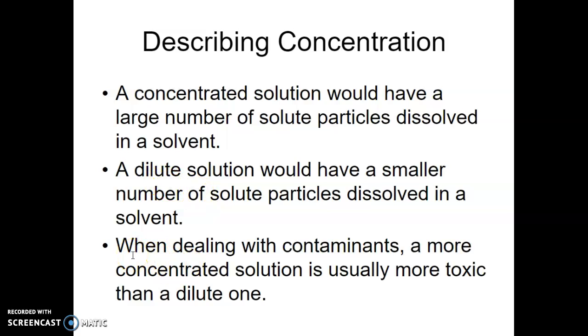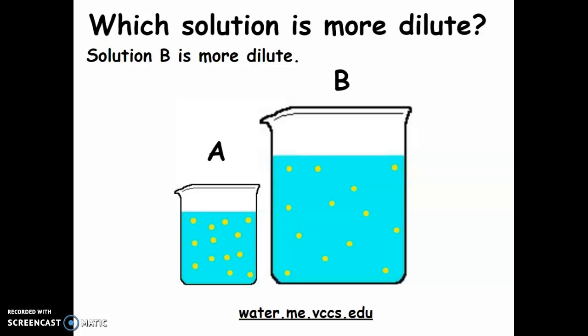So when dealing with contaminants, a more concentrated solution is usually more toxic than a diluted one. So think if something happens up more towards Anderson for the fish kill, as it travels downriver, the more it disperses through the water, the more dilute it becomes. So here we're going to look at which solution is more dilute, solution A or B. Here we have more solvent, here we have less. They have the same amount of solute though, same yellow dots. So A is going to have a higher concentration and B is going to be more dilute. It has more water per solute in it.